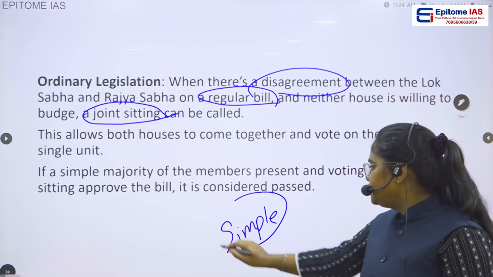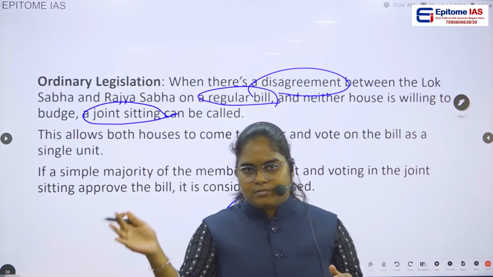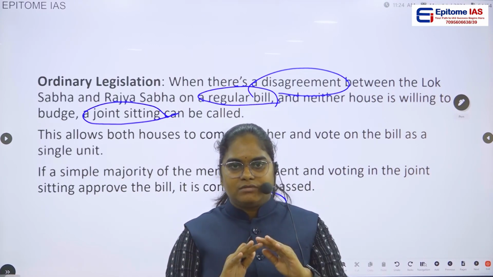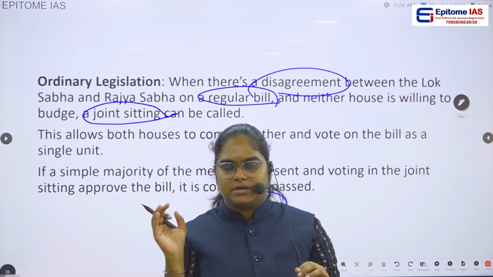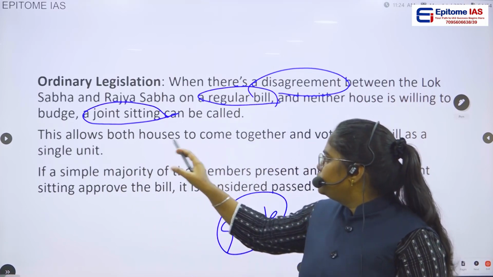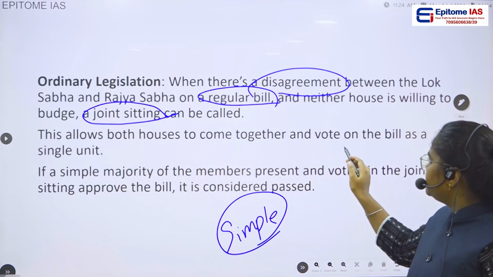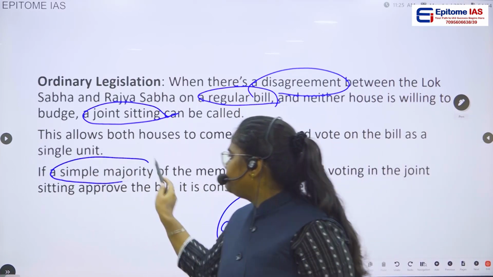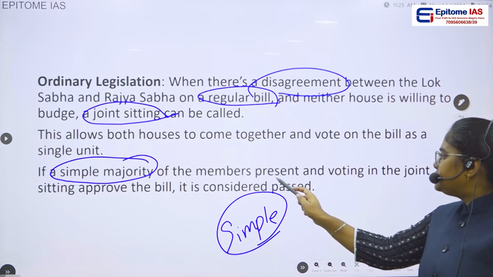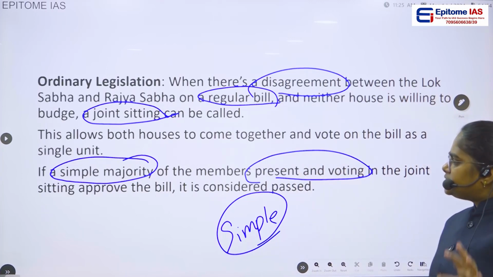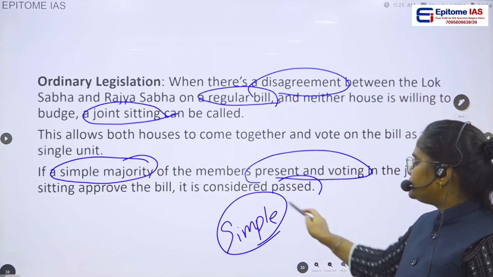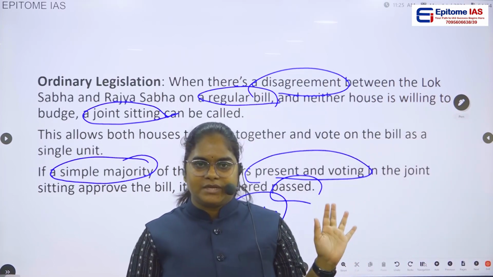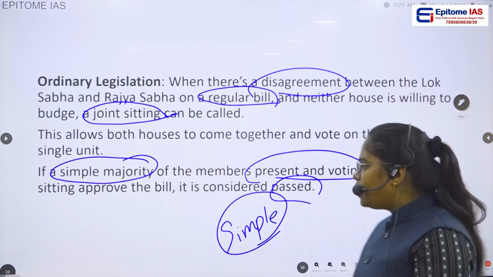In case of an ordinary bill, just like in both the houses, it needs simple majority. In case of joint sitting also, it just needs simple majority. This allows both the houses to come together and vote on the bill as a single unit. If a simple majority of members present and voting in the sitting approve the bill, it is considered passed. With simple majority, if they pass the bill, then it will be considered as passed in both the houses.